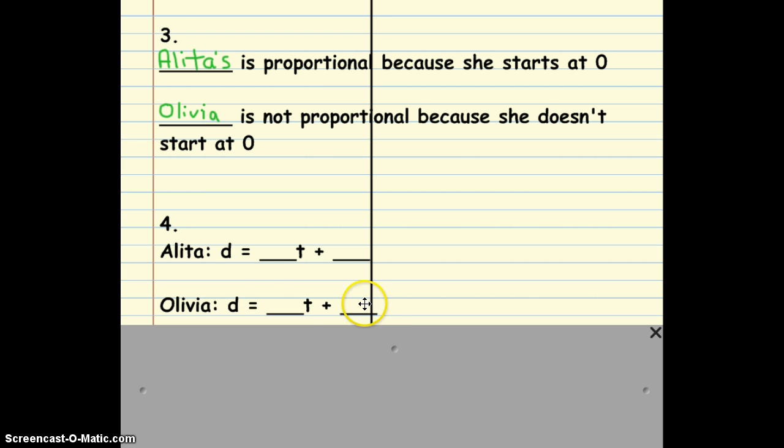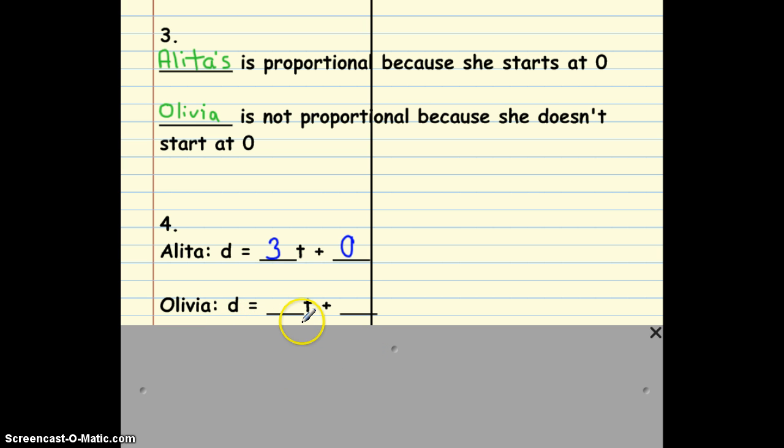All right, what we want to do is we want to take a look and go back to the beginning. It says, Alita ran at a steady rate of 3 meters per second. So Alita ran her distance. She went 3 times the time. So 3 times a second every time, plus, where did she start? She started at 0, so it's going to be plus 0.